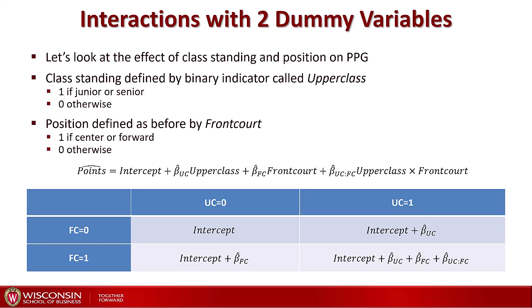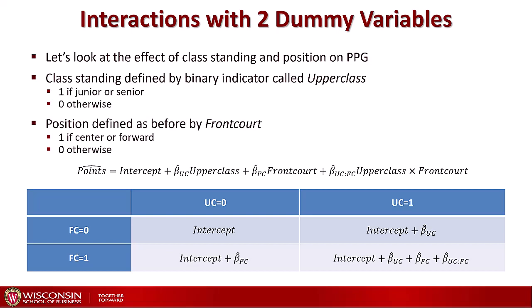Then if we stay on the first row, we have the case at the end where front court is 0, but it's an upper class player. So in that case, the expected number of points per game will be intercept plus beta hat upper class. And then every term with a front court in it gets cancelled by the value of 0 for front court. Then on the second row, we have the case first where front court equals 1 and upper class equals 0. Now all the terms with upper class get cancelled out by the 0 in the upper class indicator. So we have just intercept plus beta hat front court.